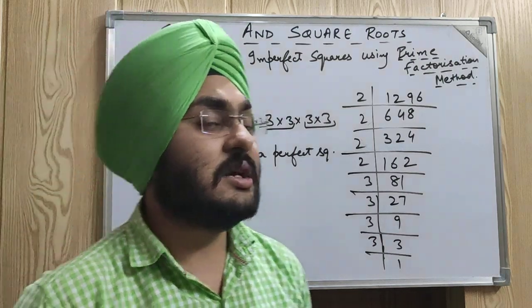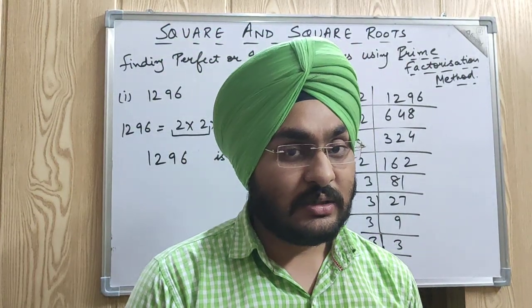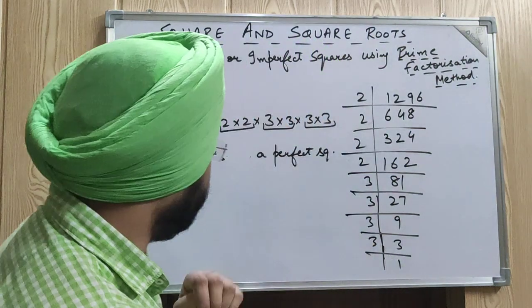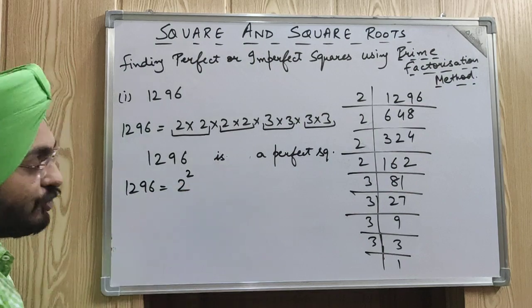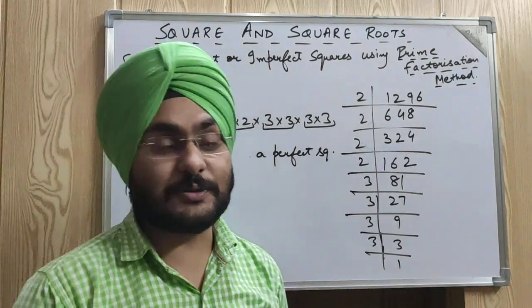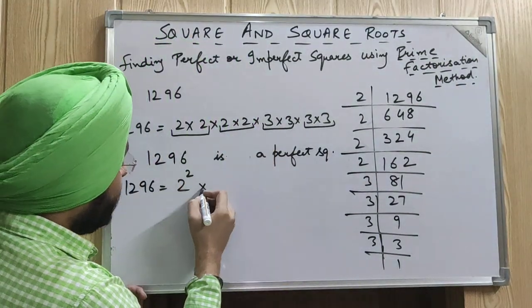Now he is asking us, whose square is this? Can I write this 1296 in this way? This 2 into 2 will be what? 2 squared. That was studied in the previous chapter on exponents as well. This 2 into 2 again will be what?